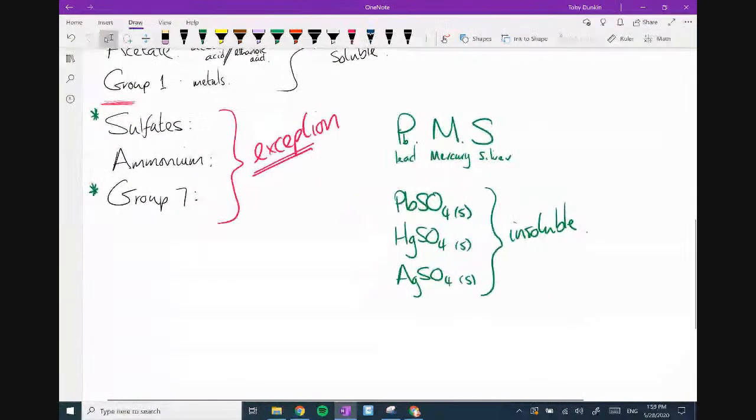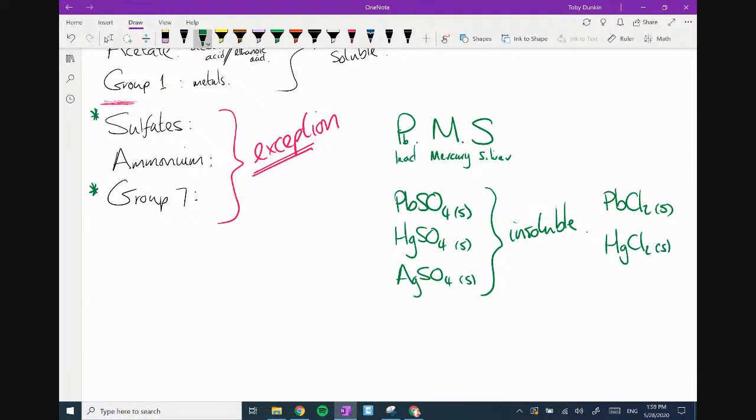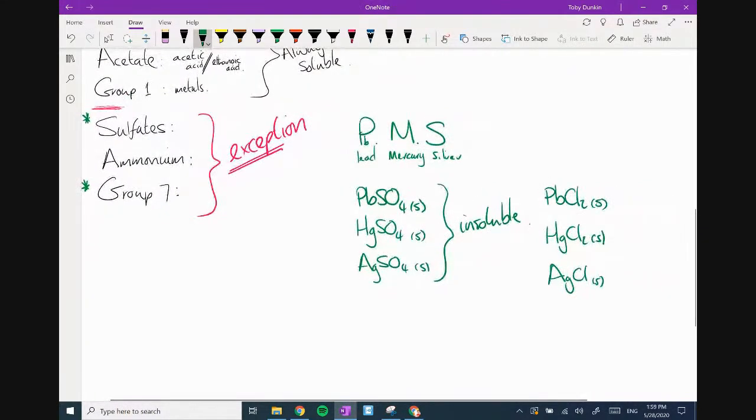So then we go, what other rules do we pick up? We've also got the group 7s. So we've got lead 2 chloride, insoluble. We've got mercury 2 chloride, insoluble. You can do this with any of the group 7s if you like. Silver chloride, insoluble.